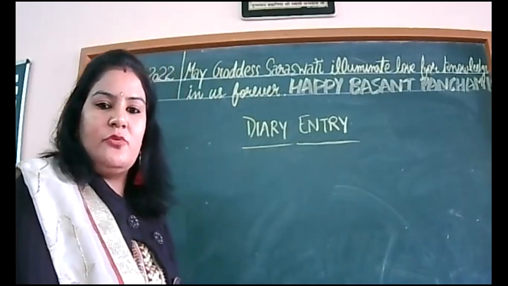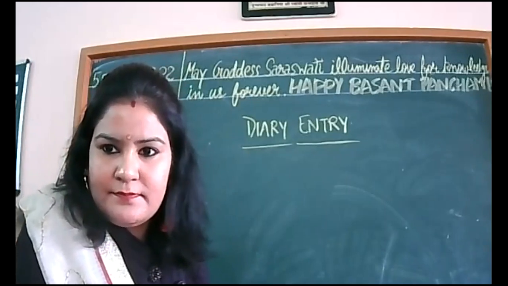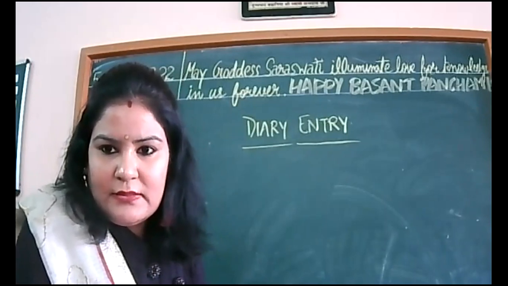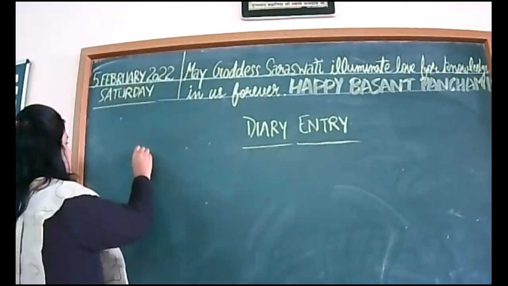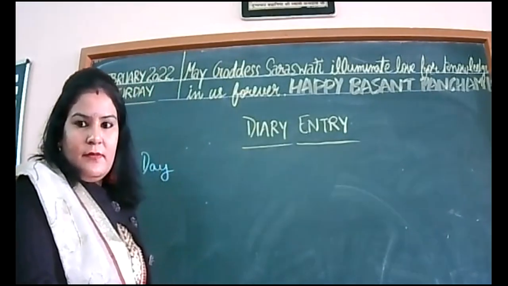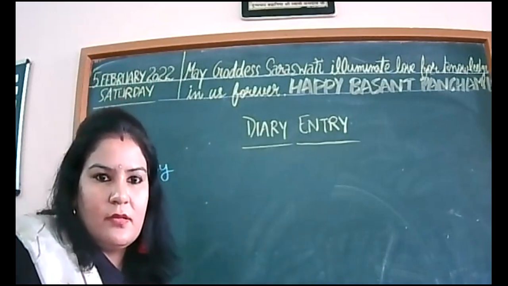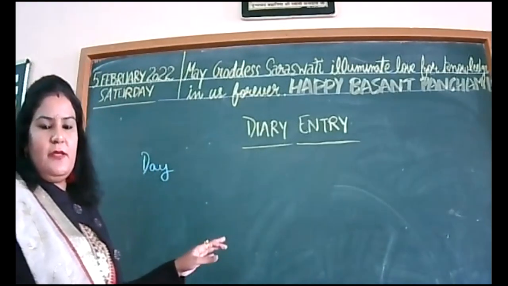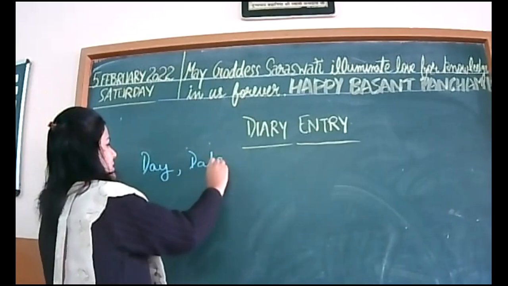So who will tell me what to write on the top left side of the diary? Jaldi se bataiye chaliye. Riyanshika has raised her hand firstly. Yes, Riyanshika. Ma'am, day and date. Day and date to be written. Where to write the date, Riyanshika? And in the same line? So many hands. Yes, Ramneek, you tell me. Yes, ma'am, in the same line. In the same line. So after day, comma, date. Is it correct?